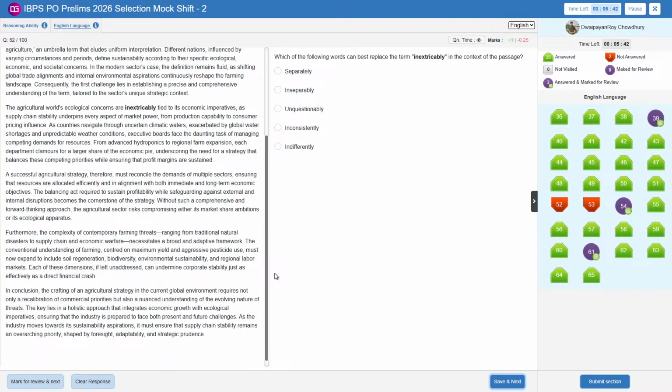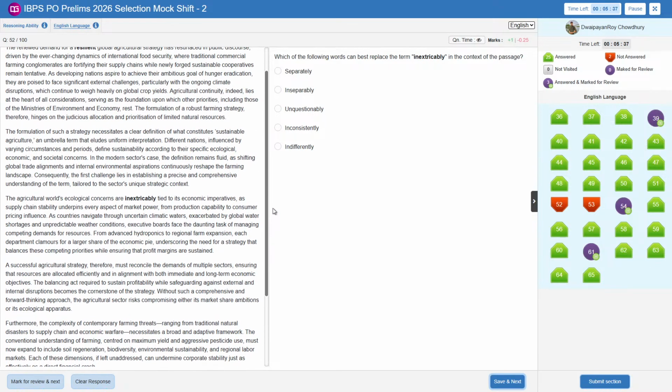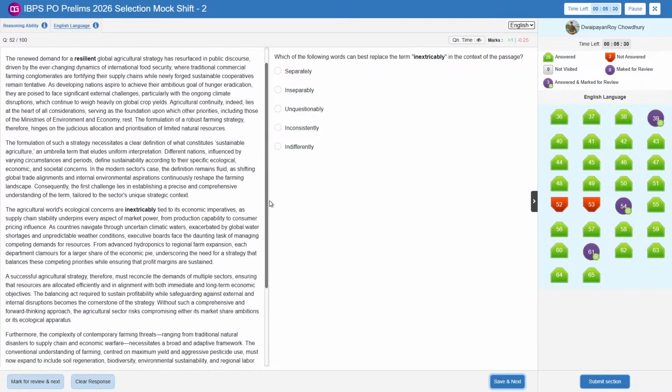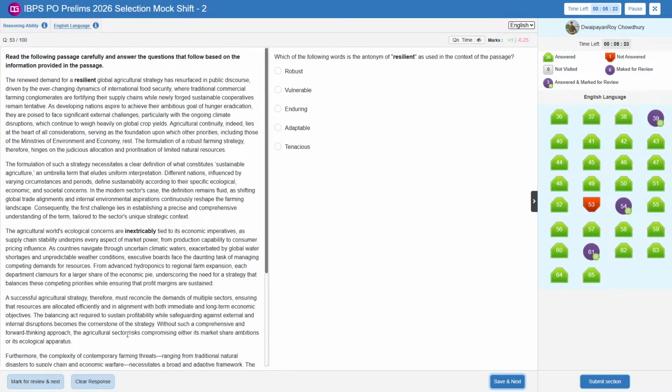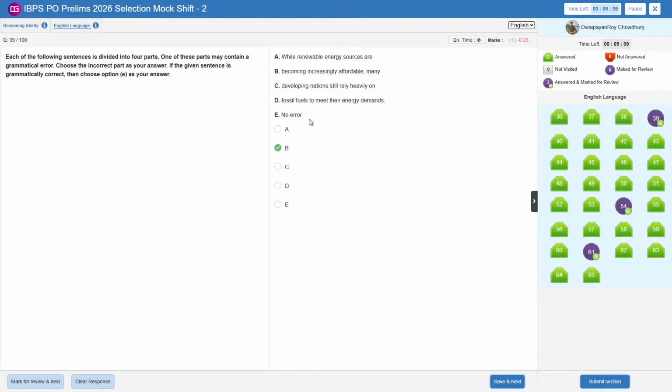The agricultural world's ecological concerns are inextricably tied to its economical imperative. Unquestionably, inextricably. So that was asked about synonym, right? Yeah. Antonym of resilient, vulnerable. So I've got 3 questions left.